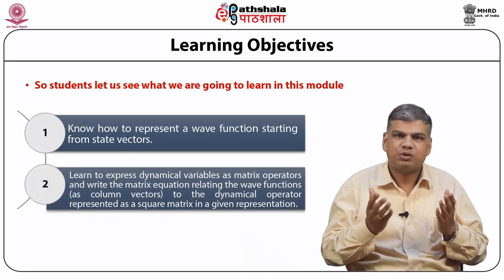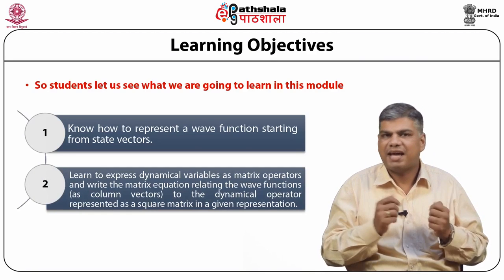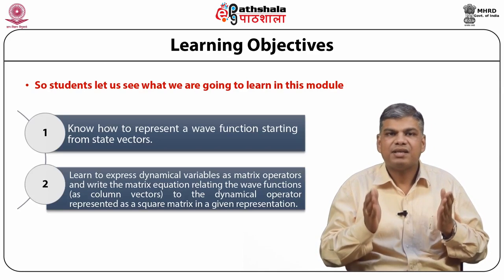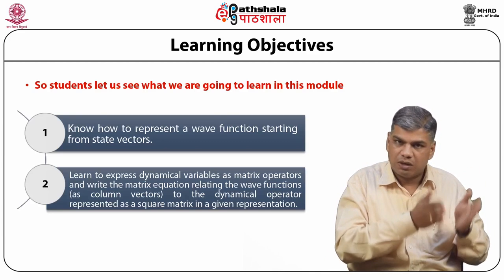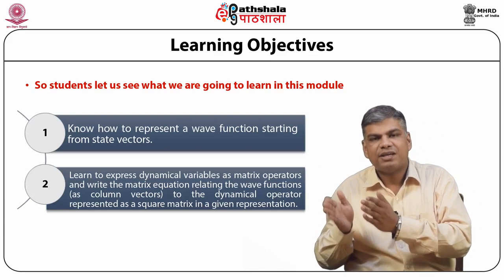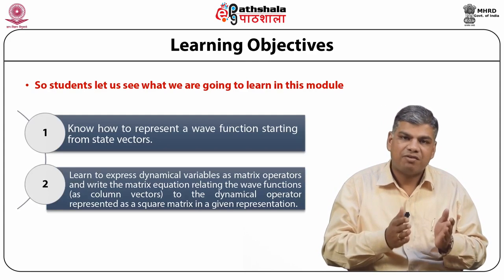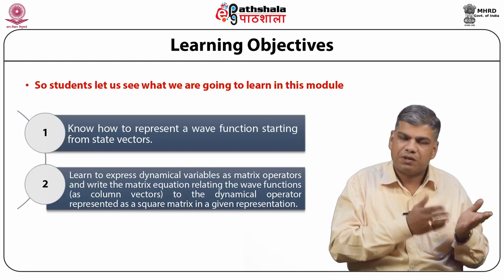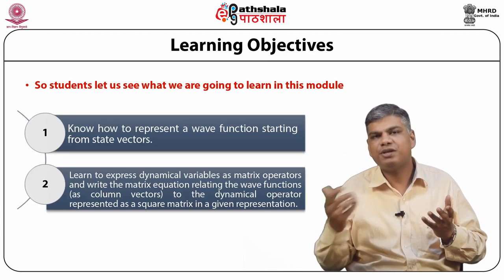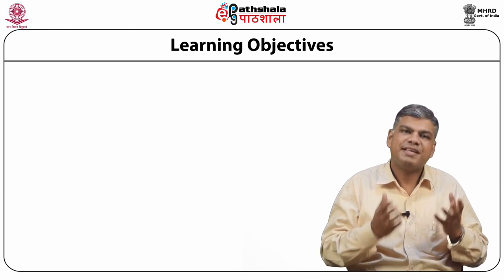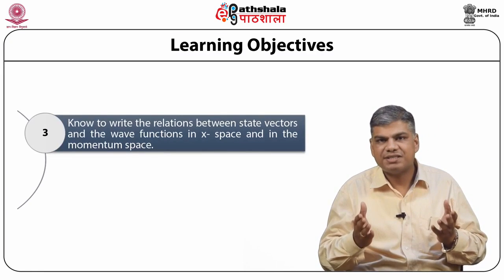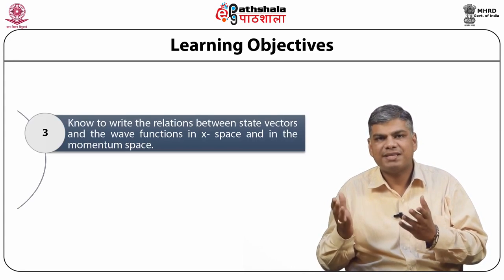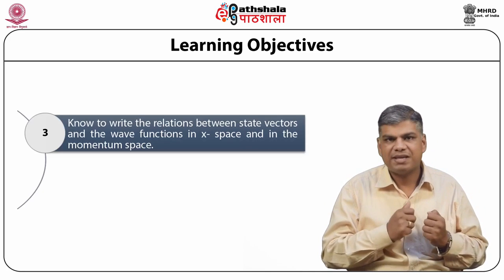Then we learn to express dynamical variables as matrix operators and write the matrix equation relating the wave functions as column vectors to the dynamical operator represented as a square matrix in a given representation, where the given representation could be either the coordinate representation or the momentum representation. Then we'll get to know how to write the relations between state vectors and the wave functions in x space and in the momentum space.